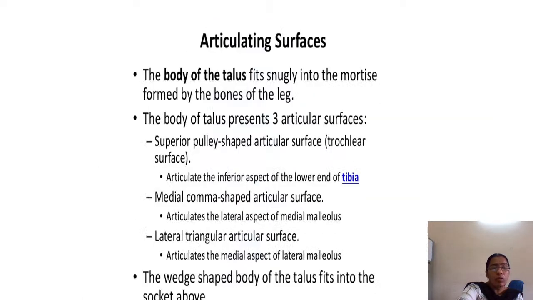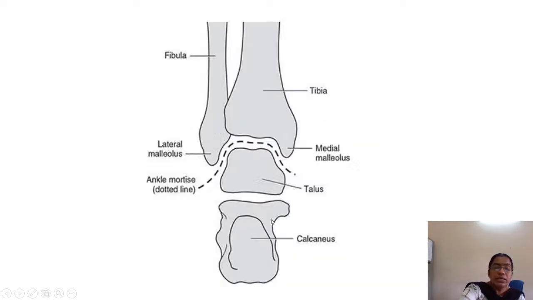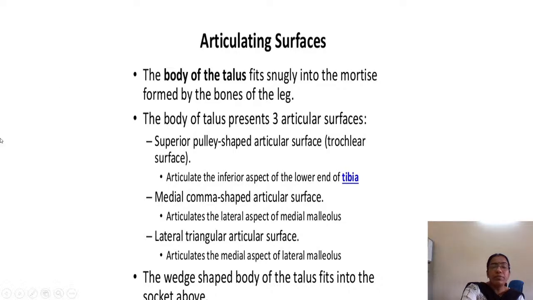Next, the medial comma-shaped articular surface articulates with the lateral aspect of the medial malleolus. So this comma-shaped facet fits with the medial malleolus. It articulates with the lateral surface of the medial malleolus. Okay. Now coming to the lateral triangular facet, which articulates with the medial aspect of the lateral malleolus.